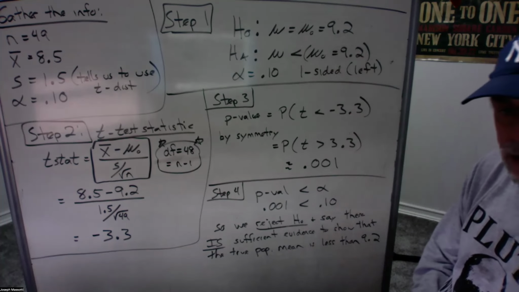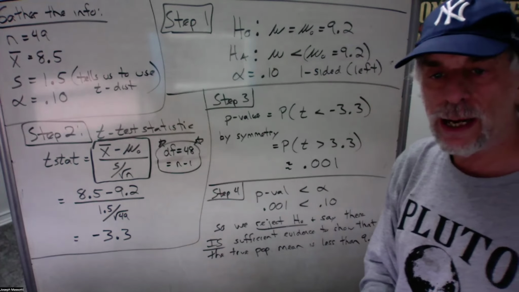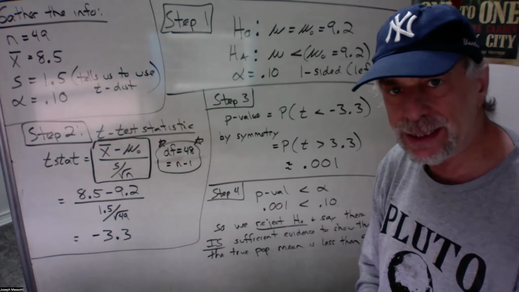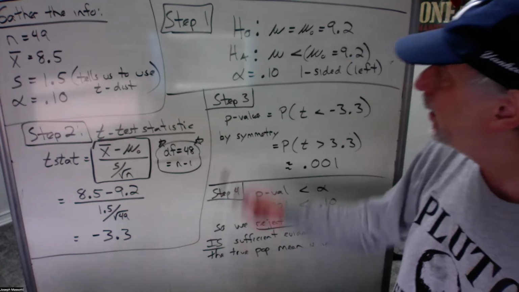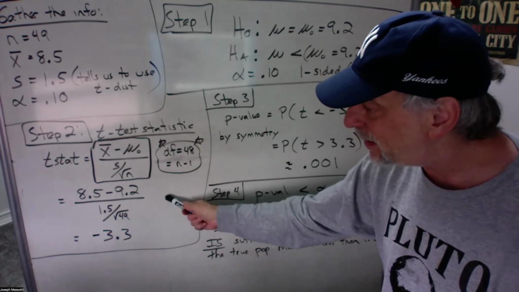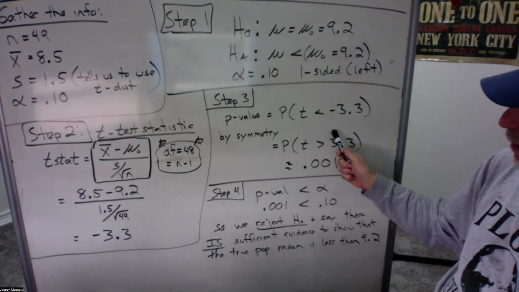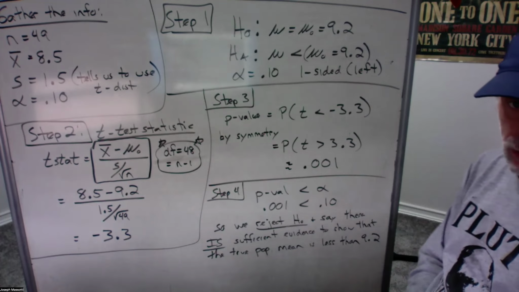So just like every other hypothesis test, gather the information, determine what kind of test it is. Are you going to use a z-test statistic? Are you going to use a t-test statistic? Set up the hypothesis, find the test statistic, calculate the p-value, compare it to your alpha, make a conclusion.